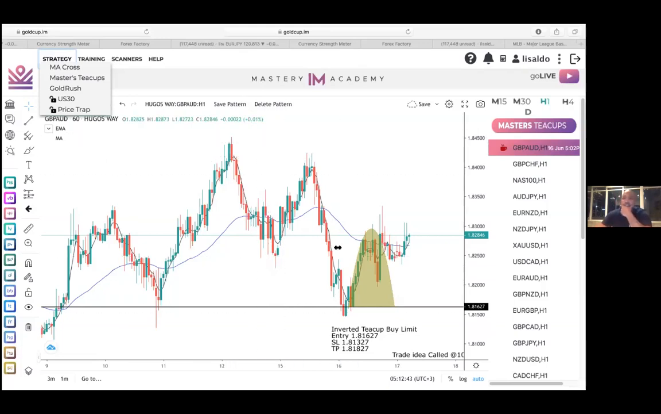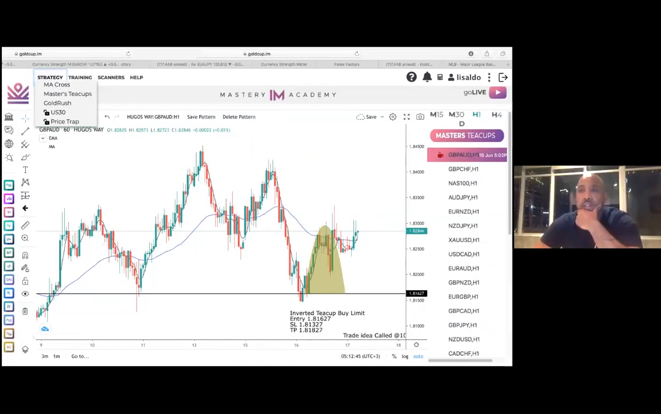So I showed you the $21.57 standard Goldcup price, right? Now we have two add-ons. We have US 30 with Kimberly Torres, which is $10, and we have Price Trap Christopher Derrick, which is $10. Now if you get one out of the two, Goldcup comes out to $31.57. If you get both of them, Goldcup comes out to $41.57.